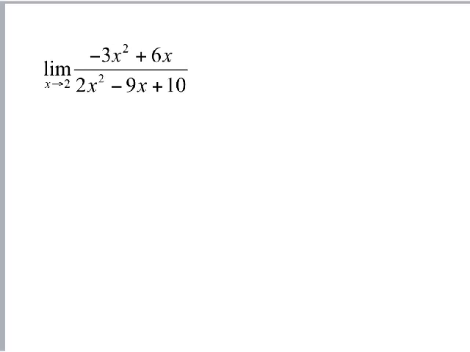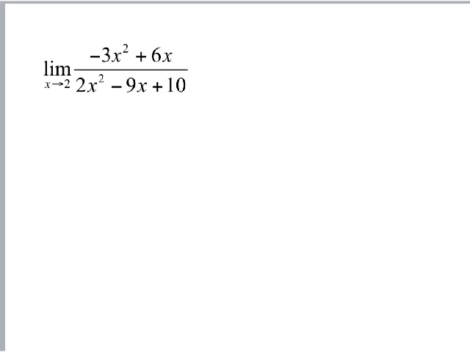When you want to find a limit, this is the limit as x approaches 2 of this rational function. The first thing you do is simply plug in 2, because when you plug in 2, it could work. So let's check. If I could plug in 2, I am done with this problem.